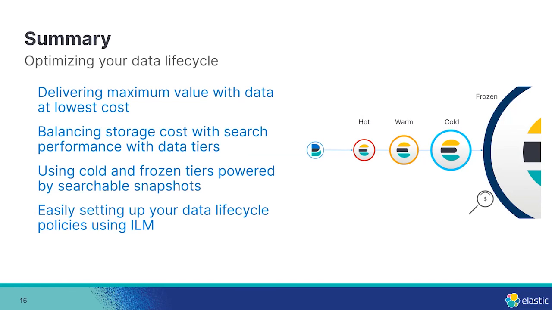What's most interesting are the new cold and frozen tiers that significantly expand your ability to store and search data at far lower costs than ever before. Thanks to the exciting searchable snapshots capability that we've built that enables you to directly store and search data in a low-cost object store such as S3. Finally, as Yulia showed, you can set up your lifecycle stages very easily by defining the appropriate policies in ILM.